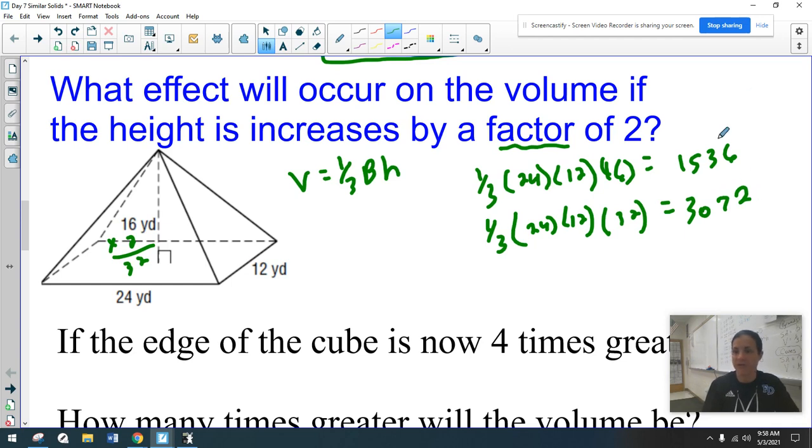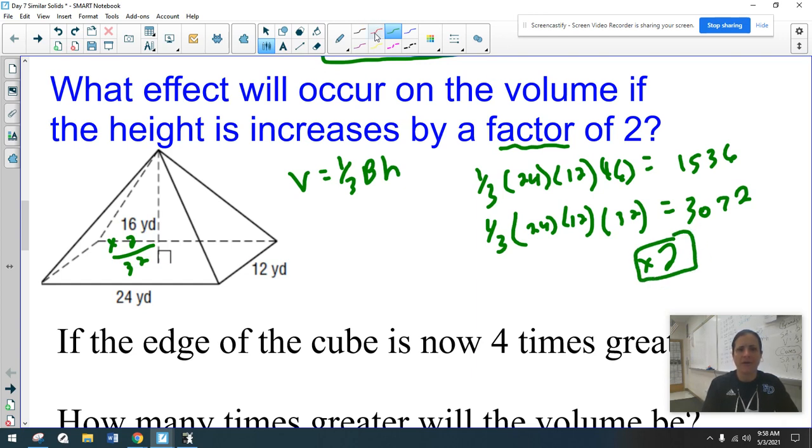Okay, so the difference between these two, again, if you divide it, like I was saying before, if I divide it, it's going to give me half. But if you do the big one divided by the small one, it's going to tell you how many times bigger it is. So always do the big one divided by the small one to see how many times bigger the big one is. So if I divide 3072 by 1536, you're going to end up with 2.